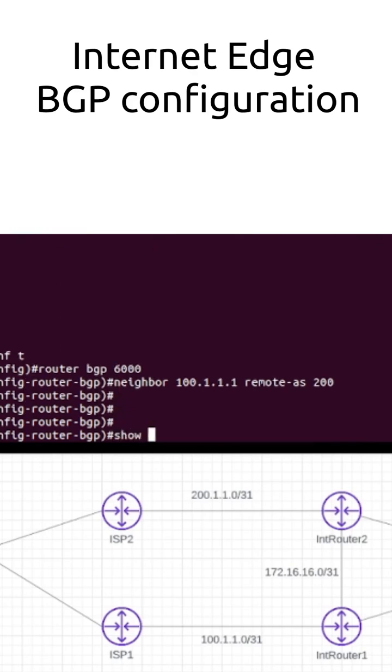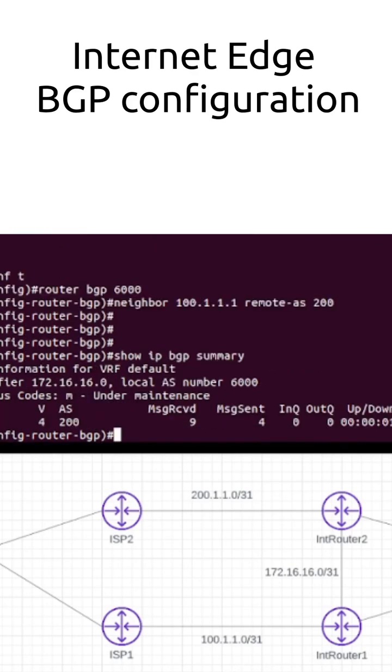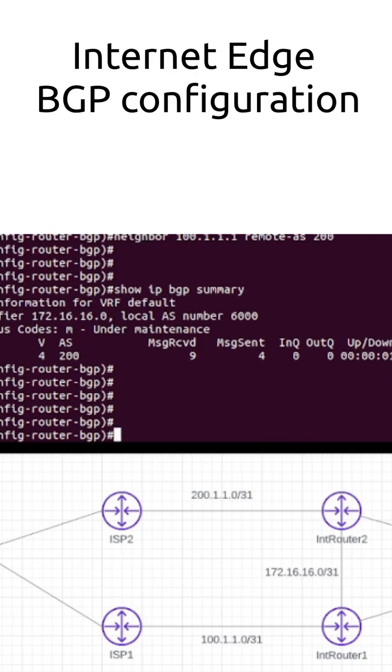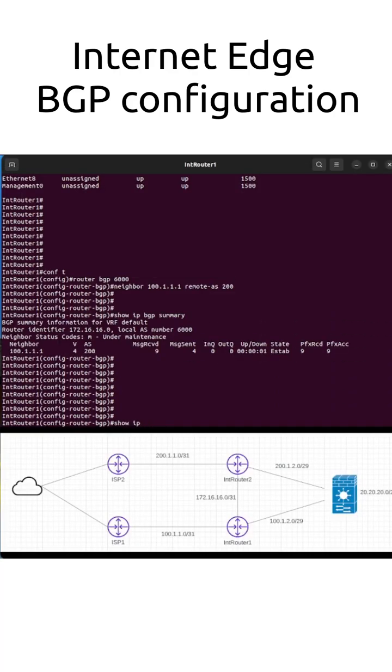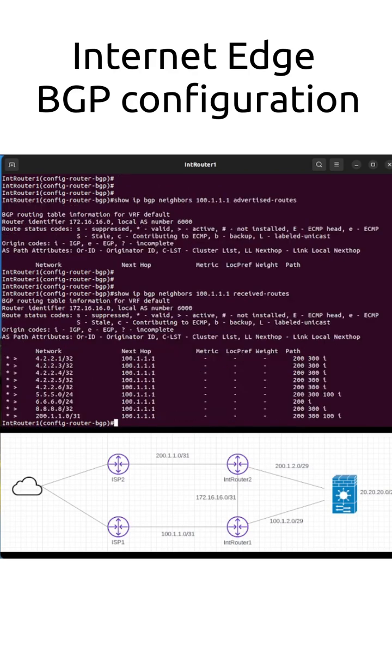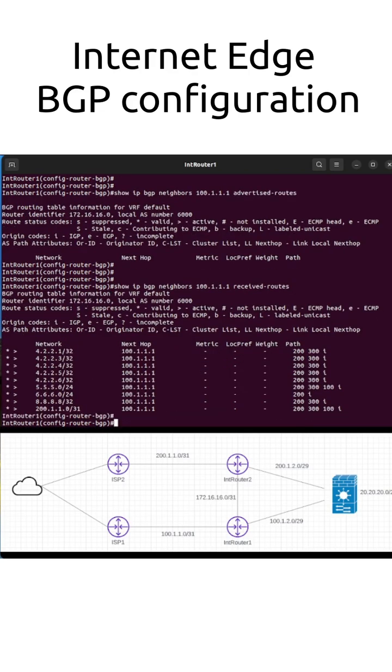And to check the neighborship, show IP BGP summary, and as you can see we're receiving 9 routes and the neighborship is established. And to check what we're advertising to the neighbor, you see we're not advertising anything right now, and we could do received routes to see what are the routes that we're receiving from the neighbor.